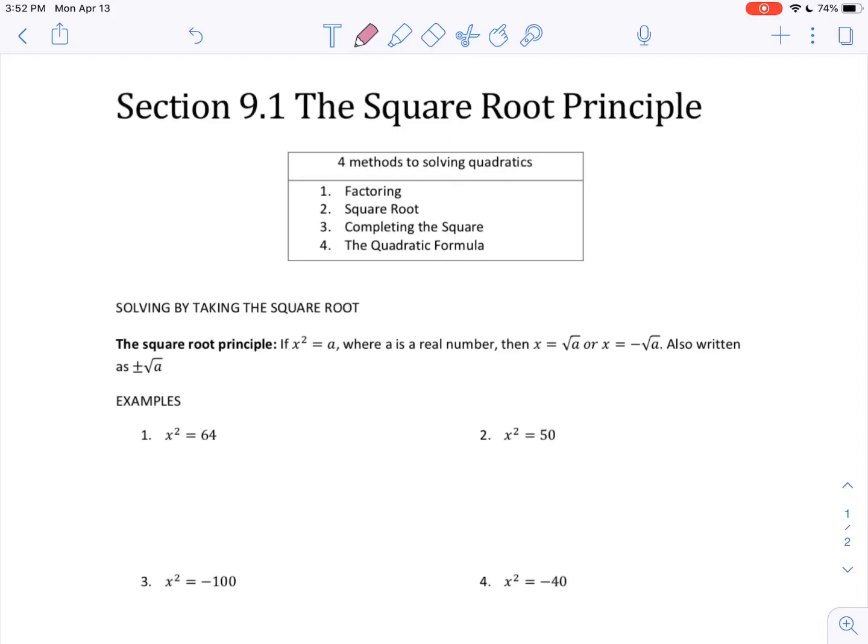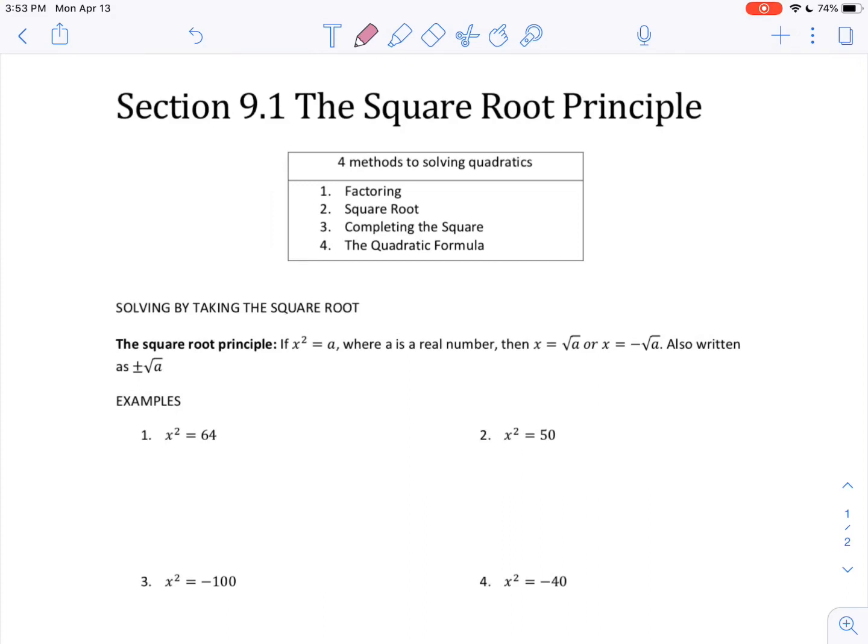Okay, so we are moving on to chapter 9. We're going to start out with a super simple lesson. Section 9.1 is broken up into two parts: the square root principle and completing the square. We're just going to do the square root principle today.